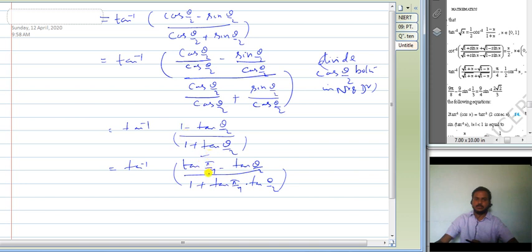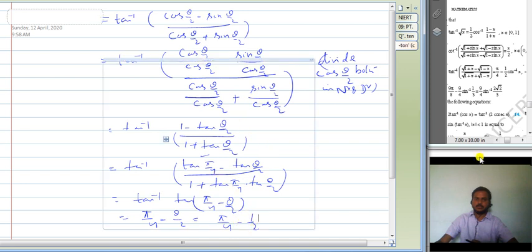Now look at this. This is in the form of tan A minus tan B divided by 1 plus tan A multiplied by tan B. So this is the formula for tan of first minus second. And here again I am getting tan inverse and tan together. So the final answer is pi by 4 minus theta by 2. That is equal to pi by 4 minus half theta.